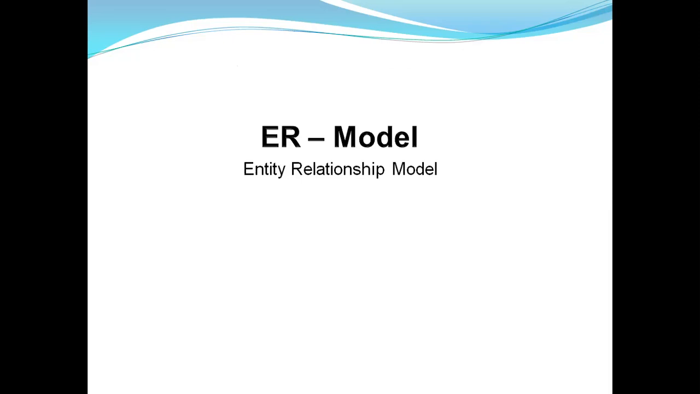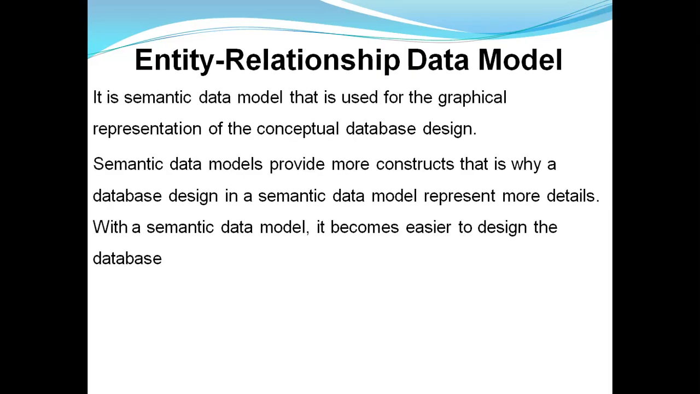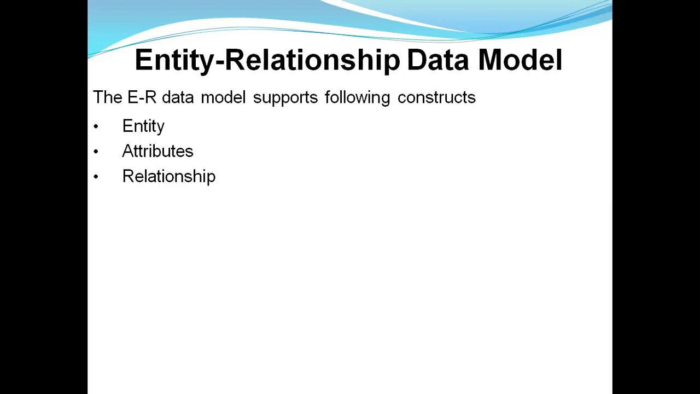Now, what's the ER model? It's the main important part. So the ER model is the entity relationship model. Now, in the entity relationship model, what is that? It is a semantic data model that is used for graphical representation of conceptual database design. Now, semantic simply means which has certain rules. That's it. Simple. Now, in the ER model, we have three constructs. First is called an entity. Second, attribute. Third, relationship. Very simple.